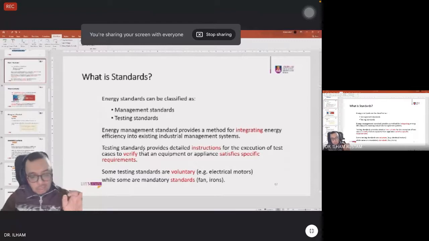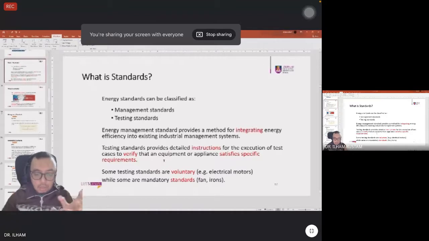So, testing standards provide detailed instruction for the execution of tests. So, basically, to verify that the equipment satisfies specific requirements. So, you understood what I said earlier, I'm not lying to you. Energy management standard is more about the management system, whereas testing standard is more about the equipment itself or the appliance.